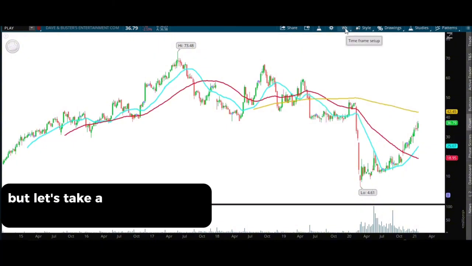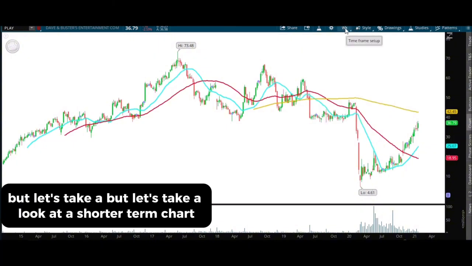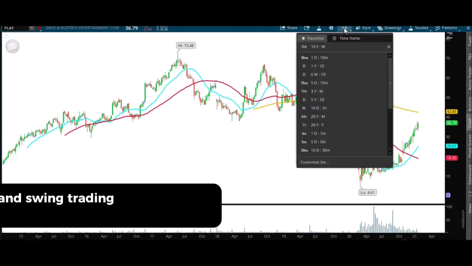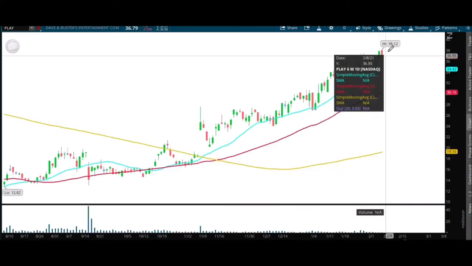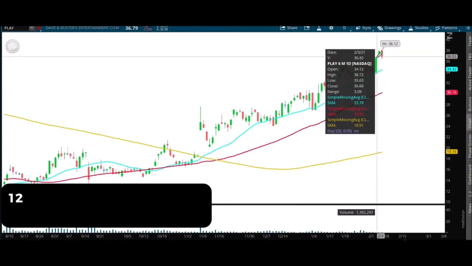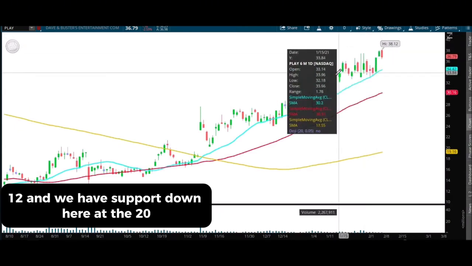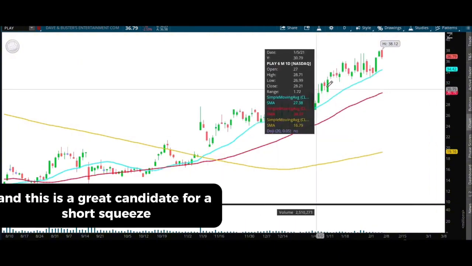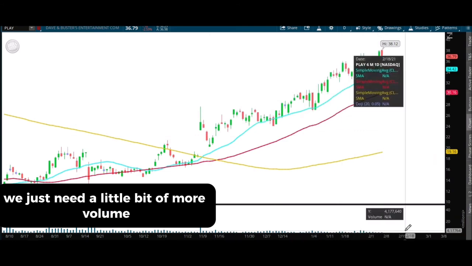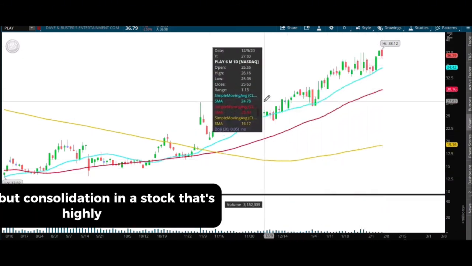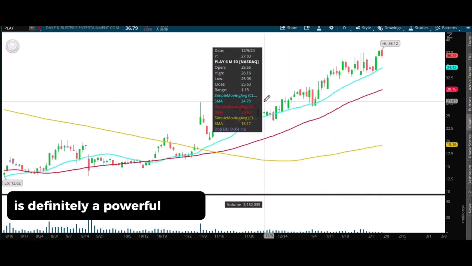But let's take a look at a shorter term chart, because the point of this video is mostly for day trading and swing trading. So we're back on the daily chart here. We've made a high within the last 6 months at 38.12, and we have support down here at the 20. And this is a great candidate for a short squeeze. We just need a little bit more volume. Consolidation in a stock that's highly shorted is definitely a powerful thing.